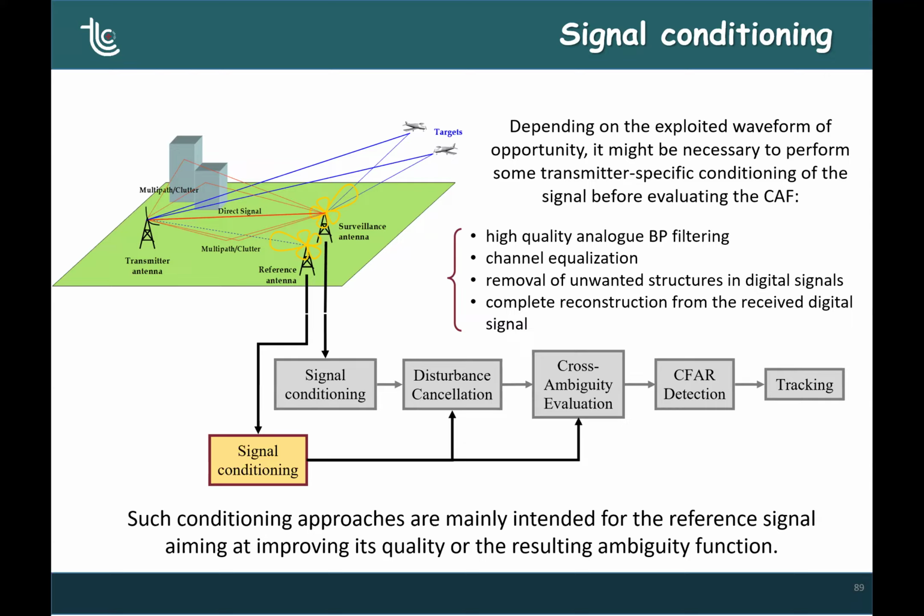Because we have seen that in some cases the reference signal has pilots or periodic components, and it means that in calculating the ambiguity function, many peaks appear. These peaks are not targets and can be confused by the radar with targets, increasing, of course, the number of false alarms in our system. So we need to do this signal conditioning.